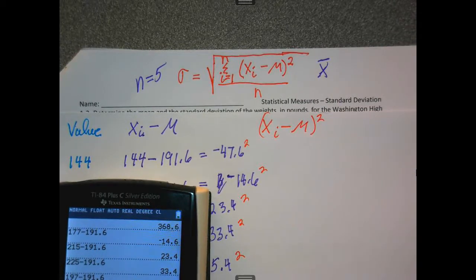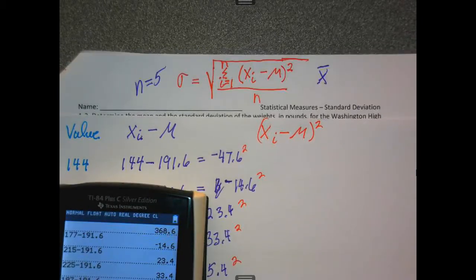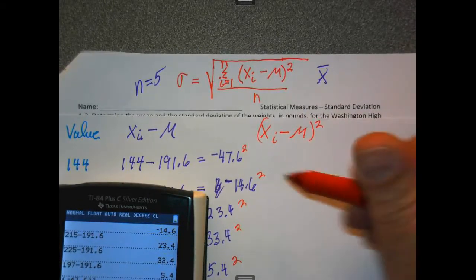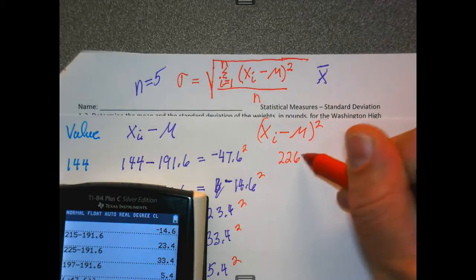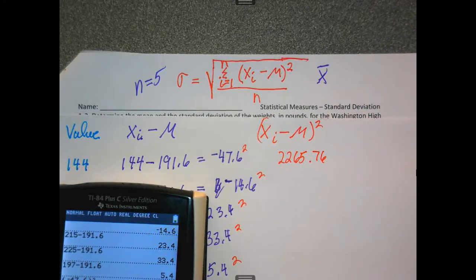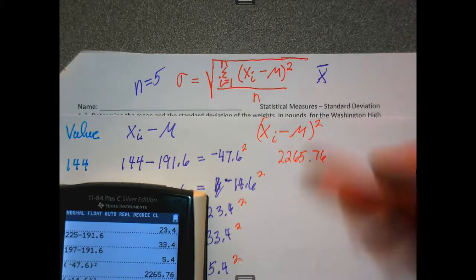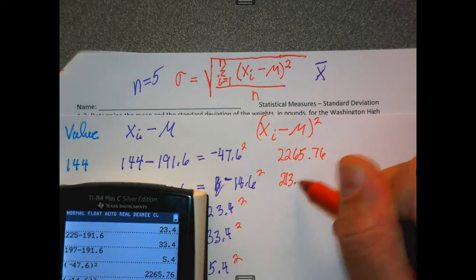Make them positive, okay? Negative 47. Actually, we should put them in front. Negative 47.6 squared, 2265.76. Yes, this is a lot of work, and that's why a lot of you used spreadsheets, because it's a whole lot less work. 213.18.